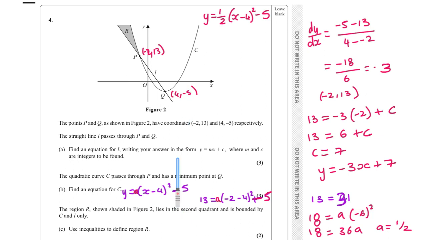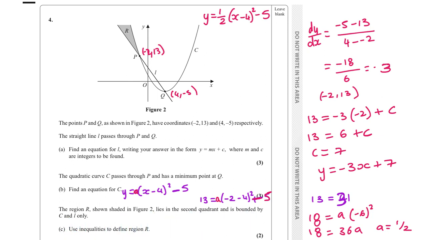It's really good to make sure that we copy down the right things. It's so easy to make, but at least you know if it's not making sense, you've gone wrong. Right then, so now we have the equation here. And then it says the region R shown, shaded in figure 2, lies in the second quadrant and is bounded by C and L only.